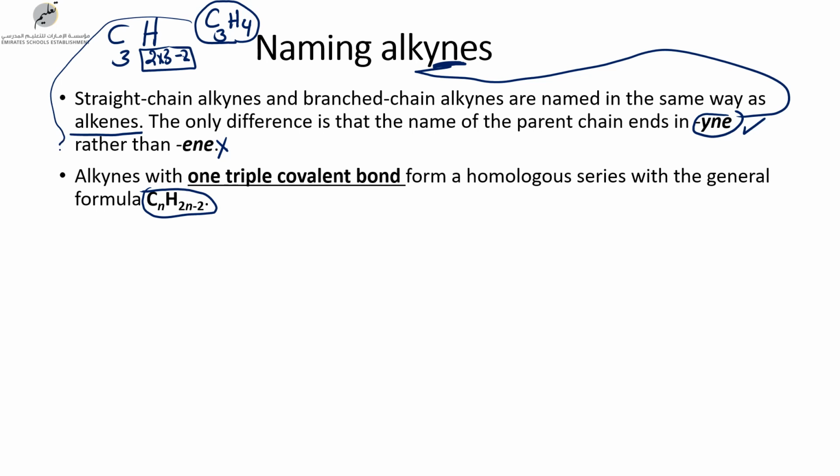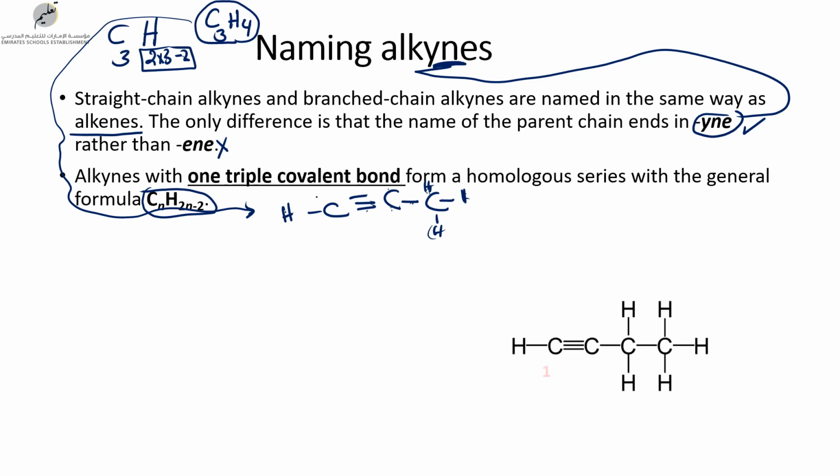You can come here and draw a triple bond. How many H's does this carbon need? 1 H. How many H's does this one need? No H's, because I have 1, 2, 3, 4 bonds. This carbon here has 1 bond, so it needs 3 H's. So in total, H's is 1, 2, 3, and 4, okay?